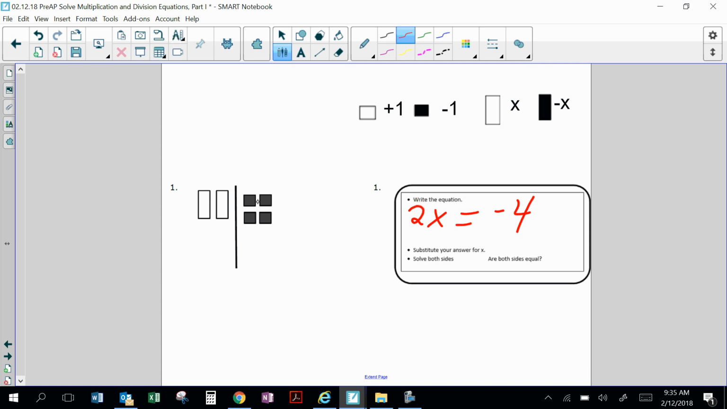Now let's model the drawing. Each x needs how many pieces? Well, there's 4 negatives. I need to divide them into 2 groups. So each x needs 2 negatives. Each x equals 2 negatives. So x equals -2. That's the drawing model. What if I prefer solving it algebraically? Because I know that's way faster. And it is.